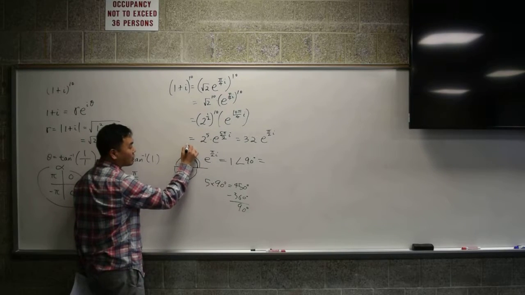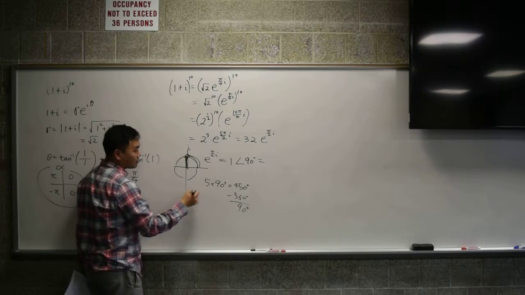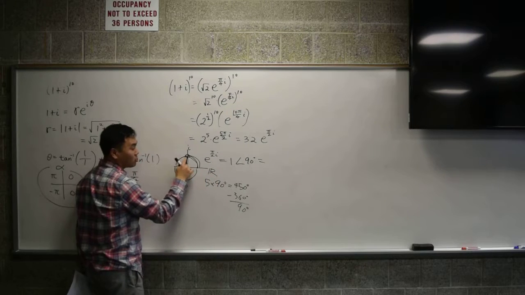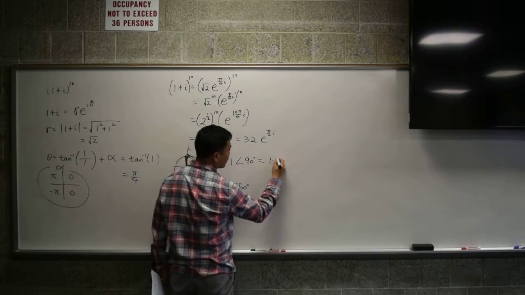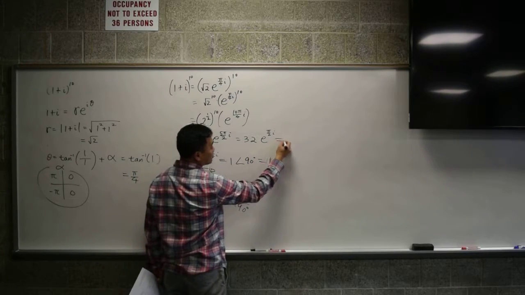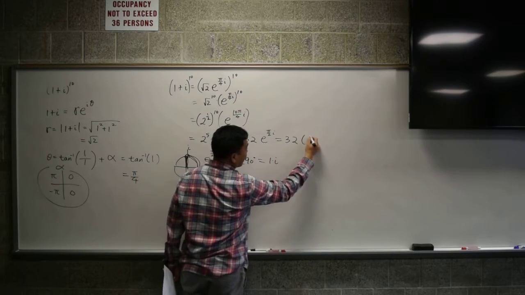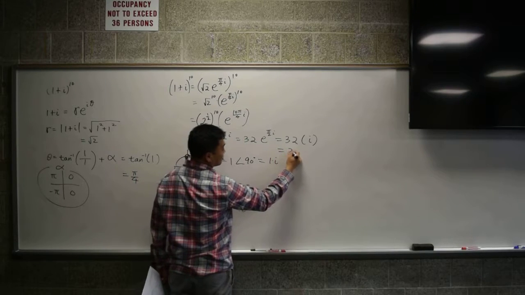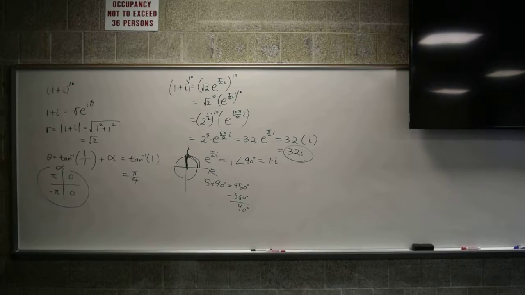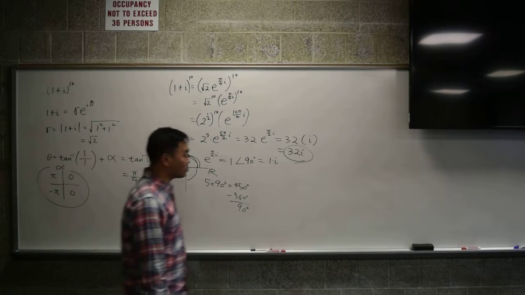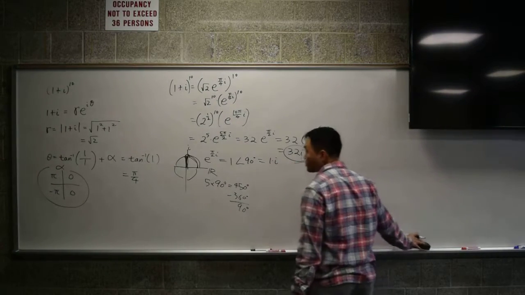Remember, this is the imaginary axis. This is the real axis. So if you go 1i, it's just plus 1i, right? So this is just 1i. So what you're doing is 32 times i, so that it's 32i. That's how you get this answer by making use of the Euler form.